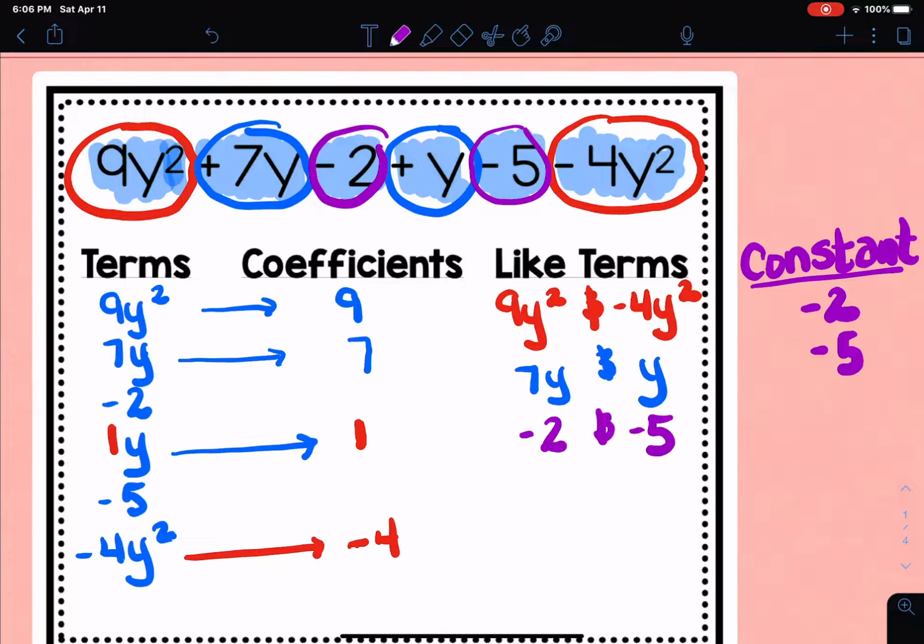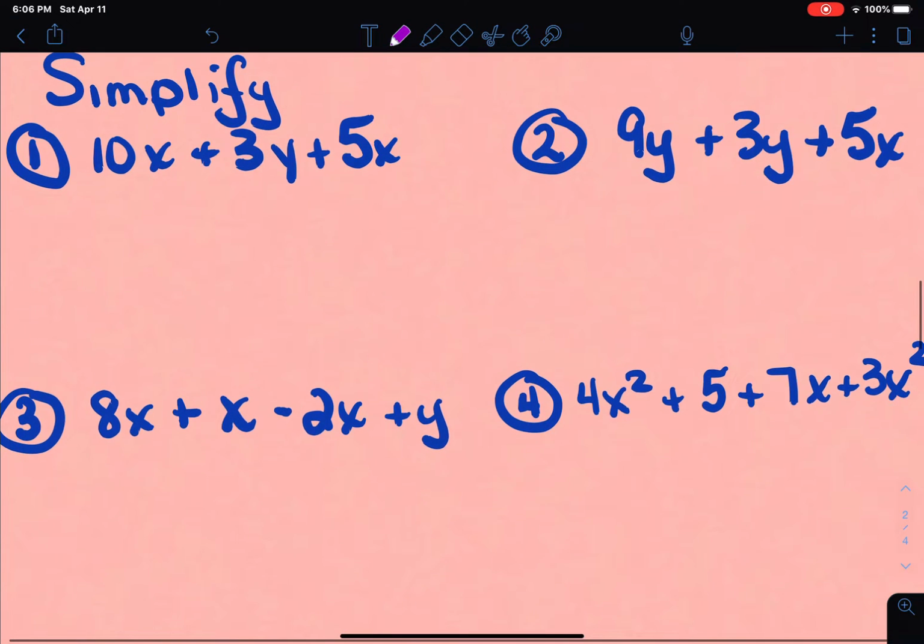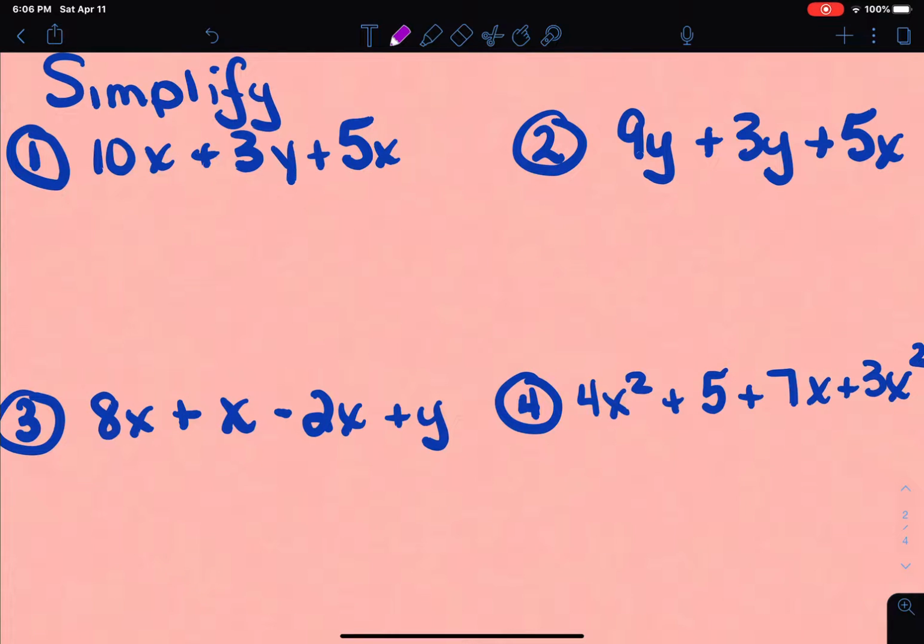Now, I'm just worried about vocabulary right now. In just a second, we're going to go back to combining like terms. But I want to make sure that vocabulary is back to you. Okay, so I have a few here of things that I can kind of combine. And we're going to go back to two things.